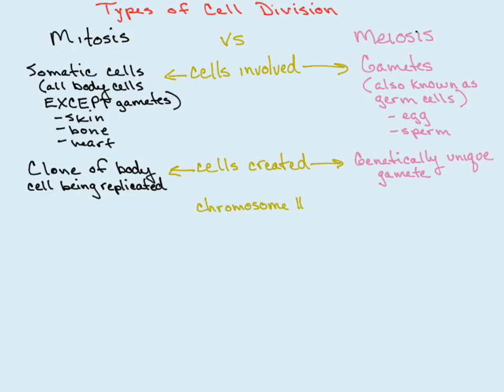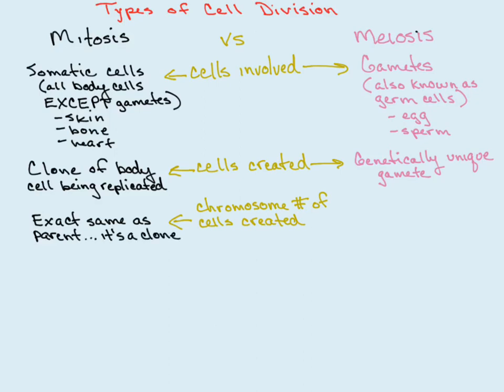All right, so how many chromosomes will the cells that are created have? Well, mitosis is creating clones, right? A clone is an exact copy. So, all of the cells in mitosis create clones of whatever cell went into the process. So if the chromosome number was 10, the cells created will all have 10. That's the way it is in mitosis. Clones are created. What about meiosis?